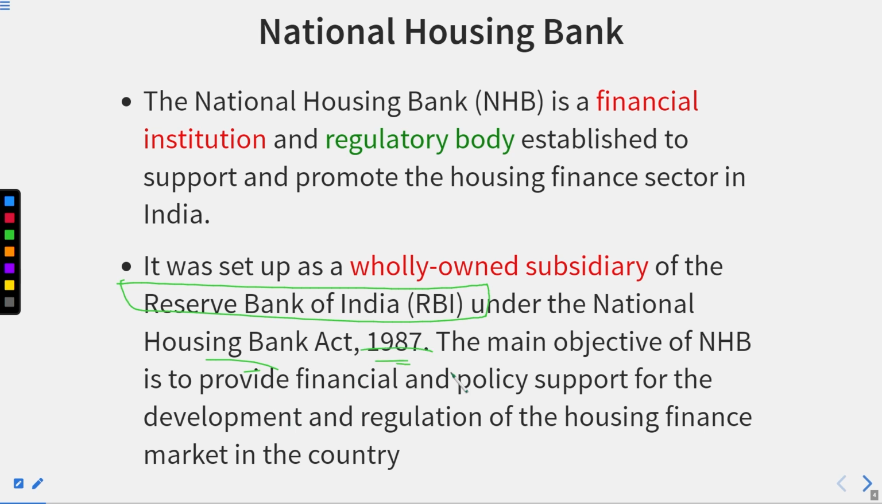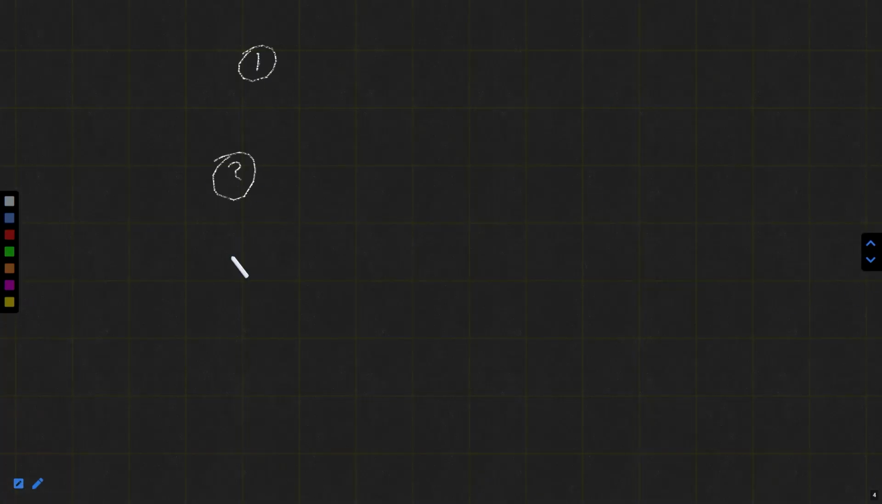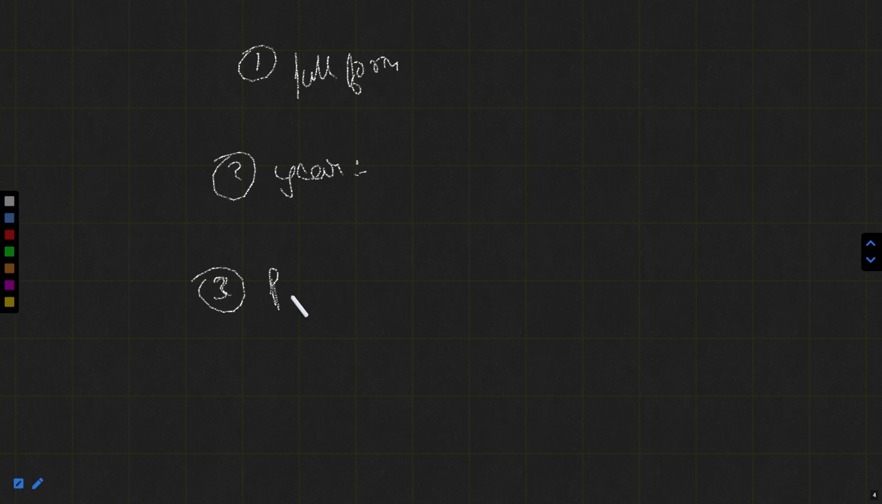Now here we have seen that it was established through an act. What does it mean? It means that this particular body is a statutory body, because it has its own act and it is under the control of the Reserve Bank of India. So here we have covered three important aspects: full form, year, and then parent body. Let's go by them one by one.